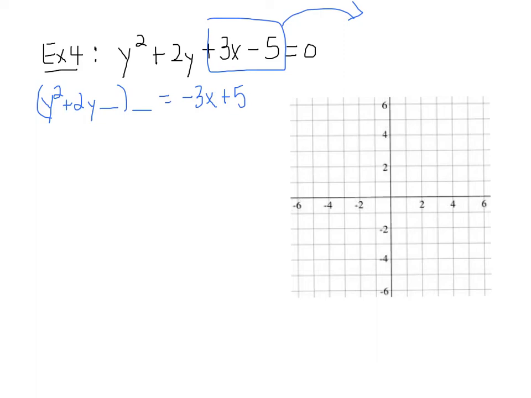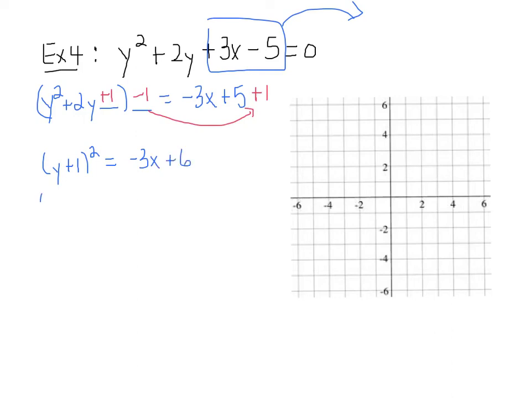Alright, so let's complete the square. Half of 2 is 1, square it, you get 1, so we're going to balance it with a minus 1, and then we're going to move that over and it's going to become a plus 1. Okay, so it would be y plus 1, quantity squared, equals negative 3x plus 6.